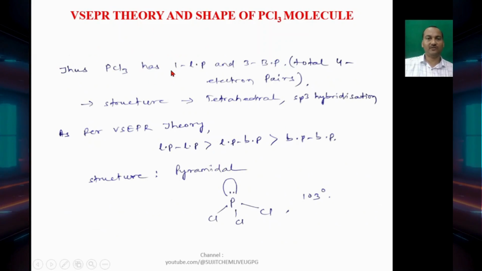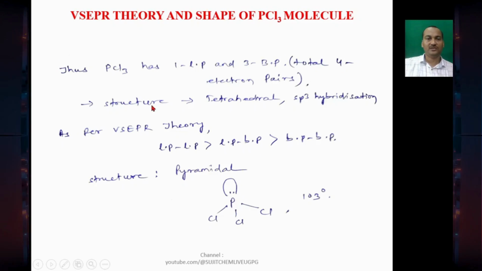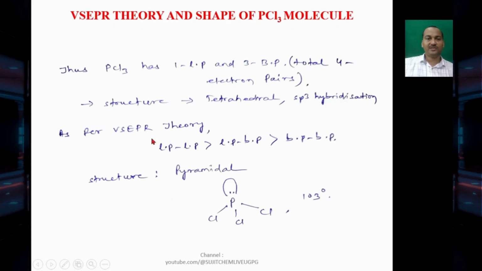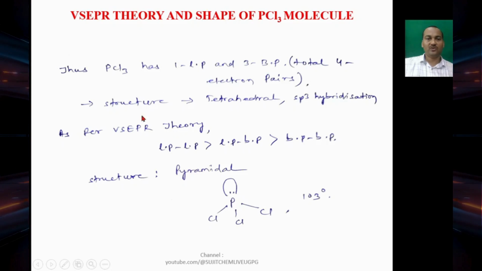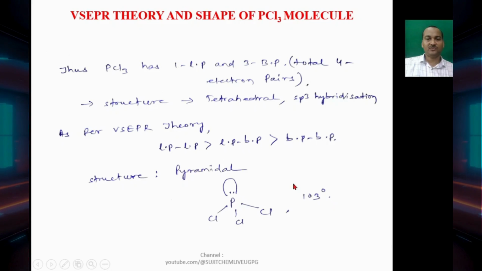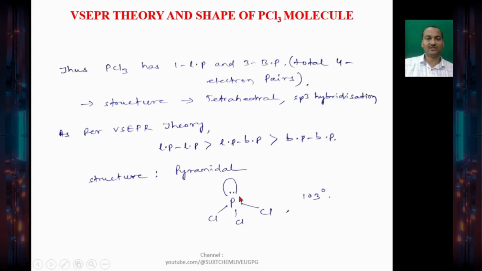So PCl3 molecule has 1 lone pair and 3 bond pairs, so total 4 electron pairs. So the structure would be tetrahedral. To minimize the repulsion between lone pair and bond pair according to VSEPR theory, here the bond angle reduces to 103 degrees and again PCl3 has a pyramidal structure.